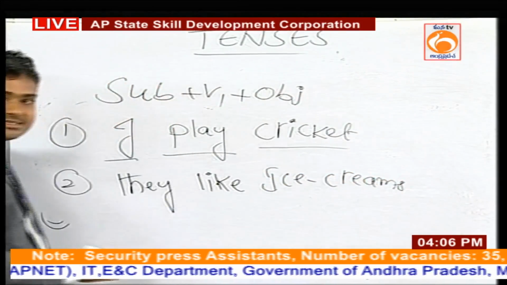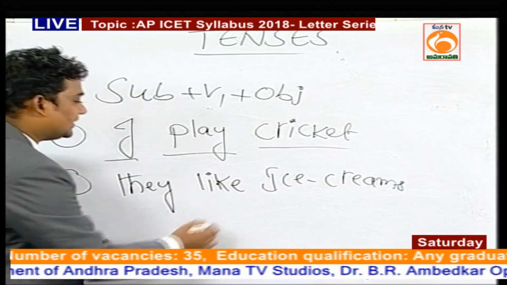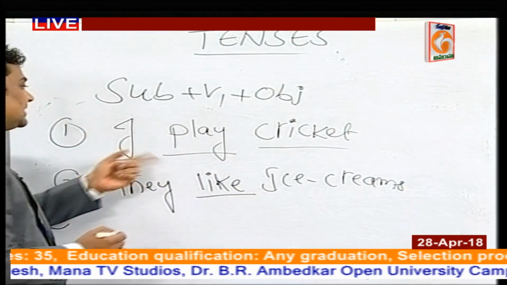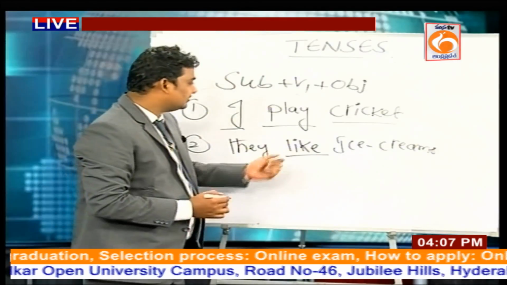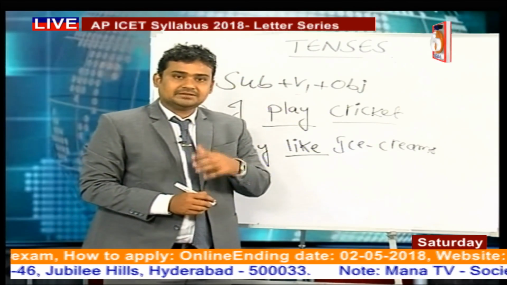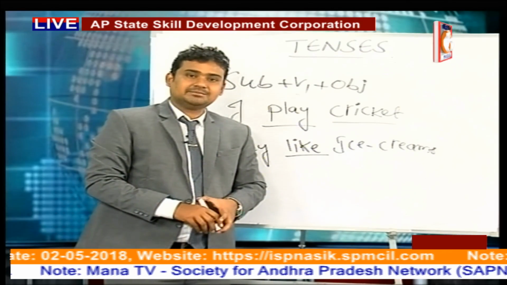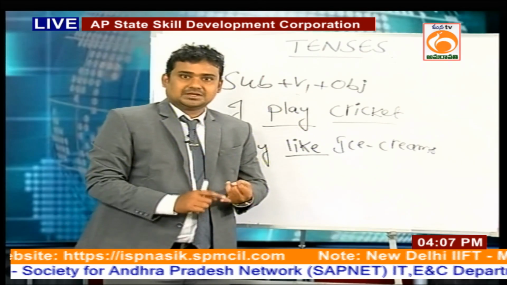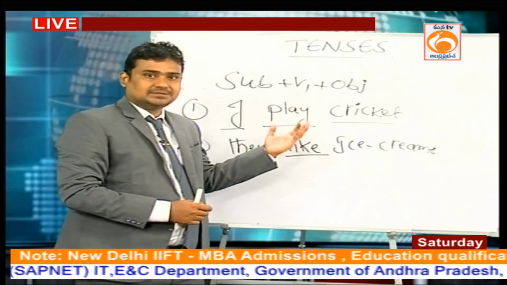You can observe the second example carefully. They like ice creams. Here like is V1. In the first example play is also V1, and in the second example like is also V1 form. So in simple present tense we should use the V1 form. What is the name of V1? The V1 name is present tense verb form. We should use the present tense verb form in simple present tense.